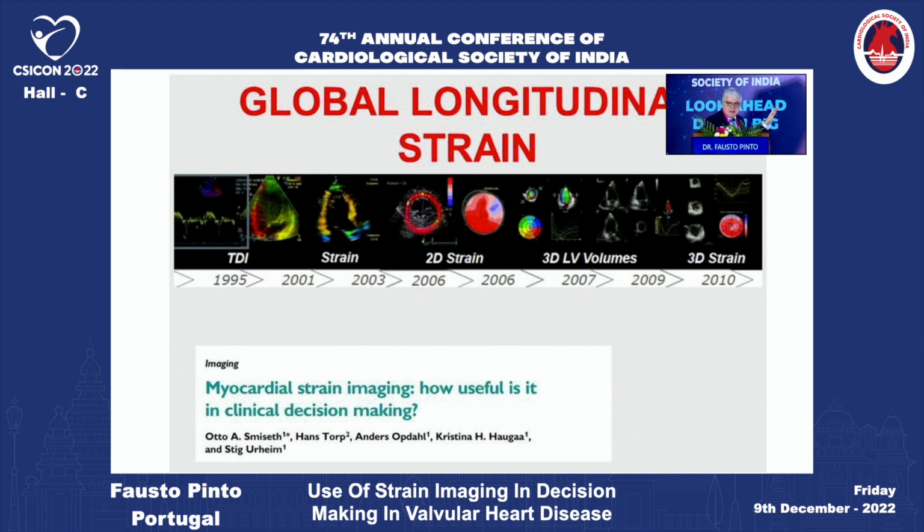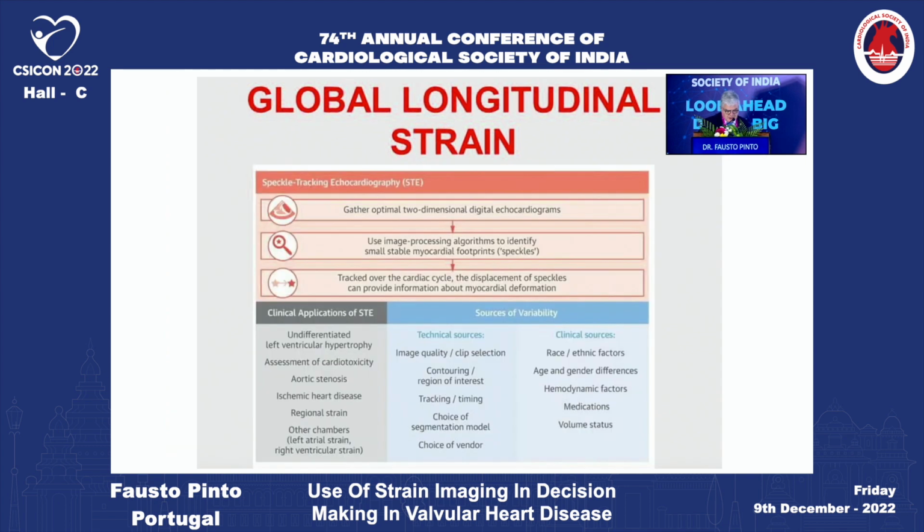Global longitudinal strain has been the evolution in terms of the use of ultrasound in echocardiography, and now 2D strain and 3D strain can also be assessed by these new machines and new technologies. If we look at the use of speckle tracking in echocardiography, it gathers optimal two-dimensional digital echocardiograms, although it's not as dependent on image quality as, for instance, the calculation of ejection fraction.